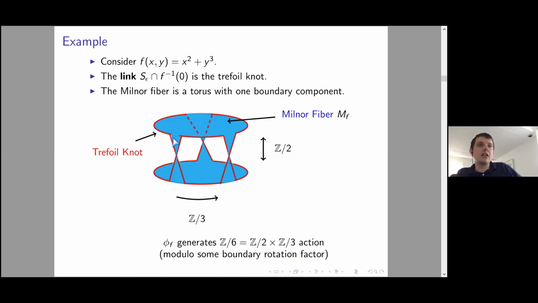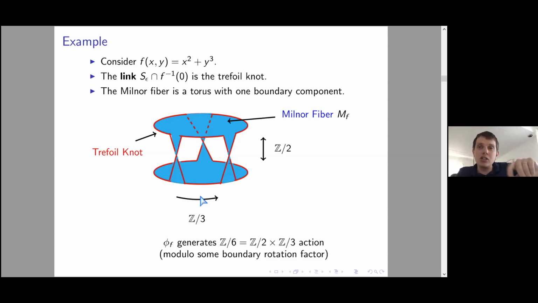Those symmetries correspond to the following: if I look at the variable x here, if I send x to minus x, it preserves f. And also if I send y to a cube root of unity multiplied by y, then it preserves f as well. And that corresponds to these two symmetry groups. So Z2 cross Z3 is a Z over 6 action, and the monodromy map is the generator of this action. Well, it's not quite, because if I raise the monodromy map to the power of 6, it's not quite the identity. There's actually a Dehn twist around the boundary.